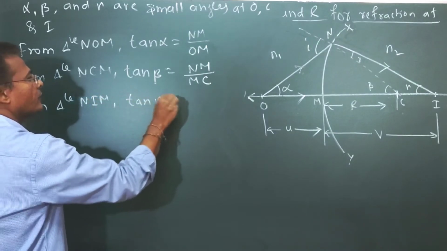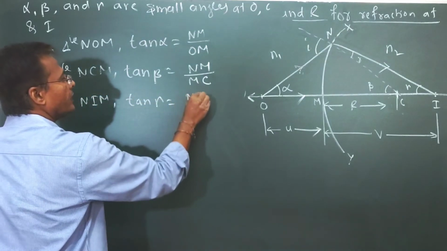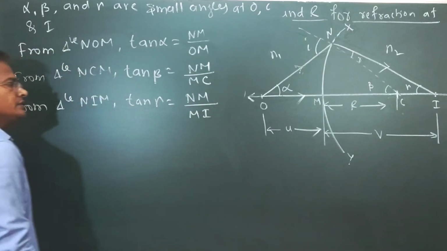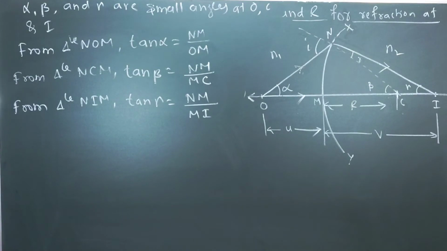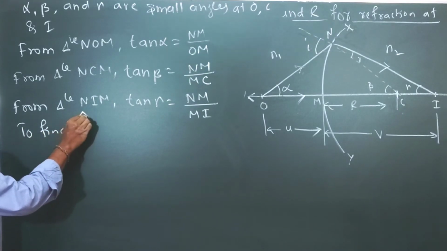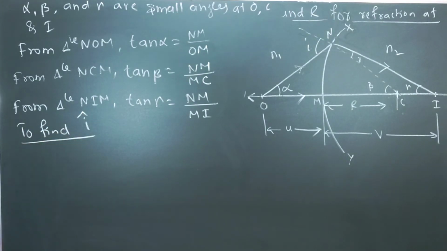tan gamma equals NM by MI, again opposite by adjacent, NM divided by MI. These are small angles. Now we want to calculate the angle of incidence, that is I. So how to find I?